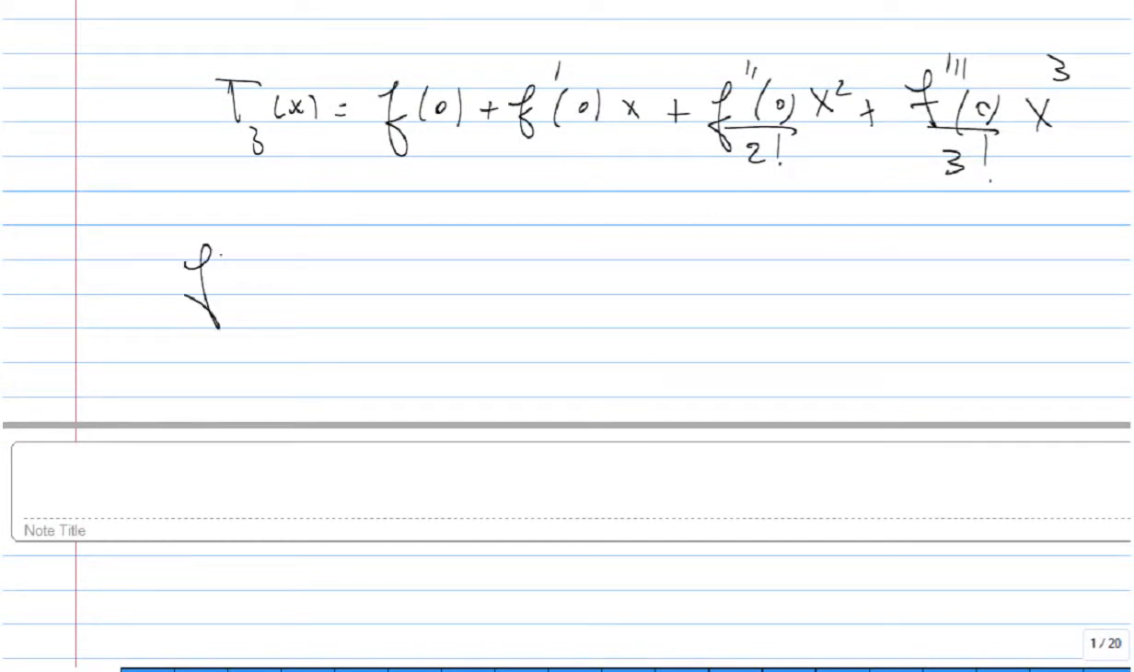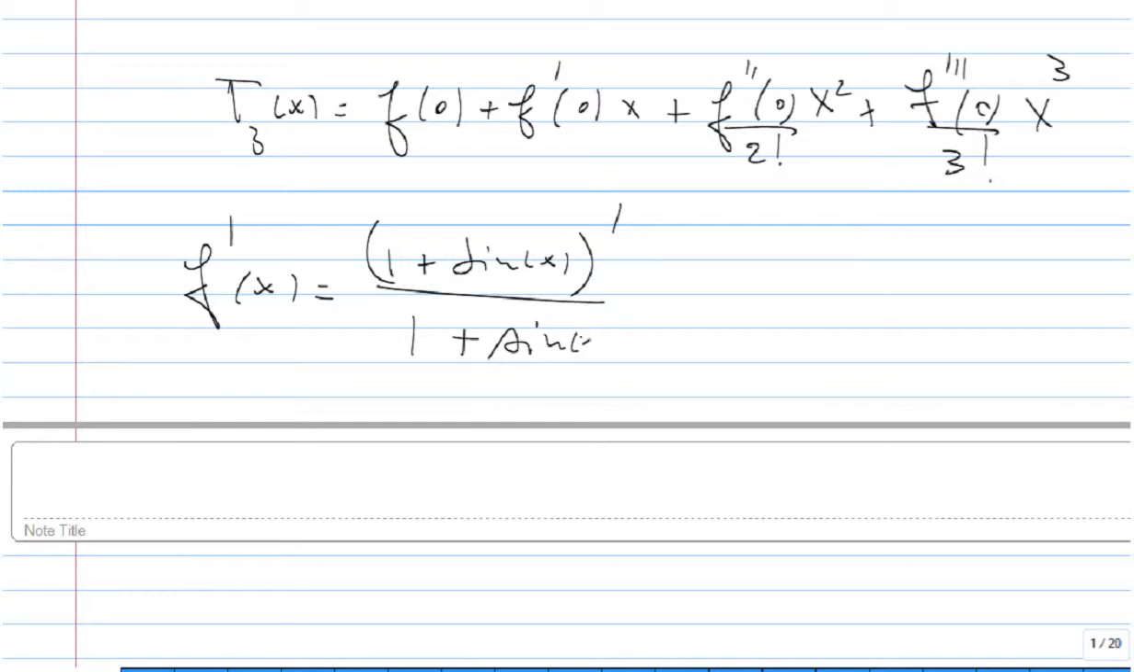So first, f prime. We have ln of u, so we use the chain rule, so it's going to be u prime over u. So the derivative of 1 plus sine of x over 1 plus sine of x. And that will be, derivative of 1 is 0, derivative of sine is cosine, so it's cosine of x over 1 plus sine of x.